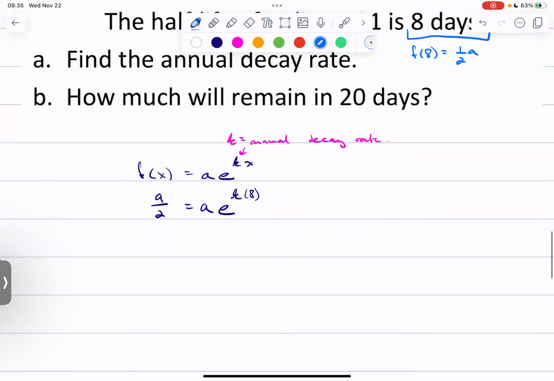Okay. What can I do? I could multiply over by 2 and divide over by a, and then divide over by 2 again, right? And so there's a little bit of kind of trickery going on here. I'll do it step by step. 2a e to the, and I'll write 8k just because it's a little bit nicer to read.